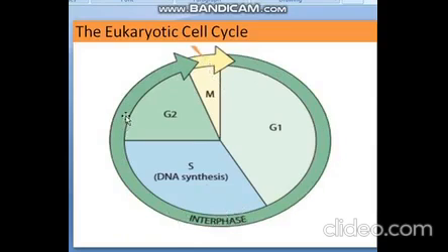So most of the time the cell is in the interphase. Interphase is a kind of phase where the cell is not dividing. M is the phase where the cell needs to divide, and this cell will be converted into two different cells, two daughter cells, of course.